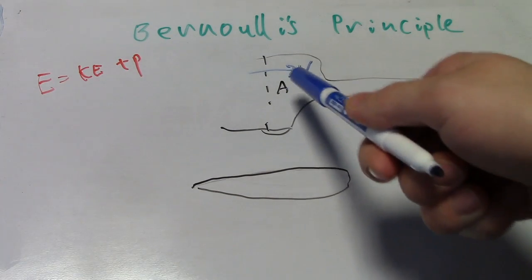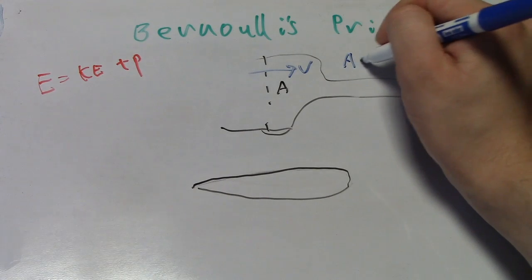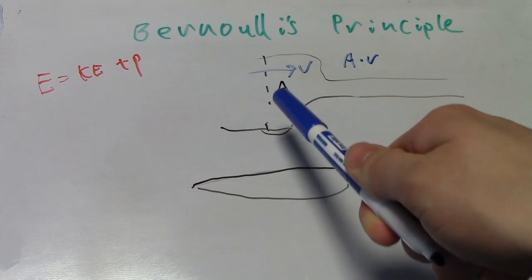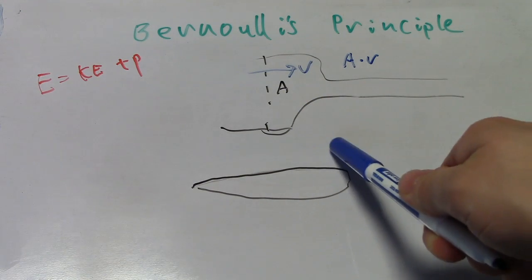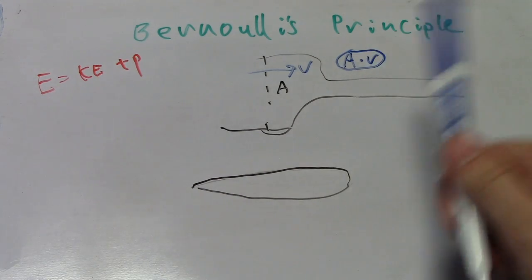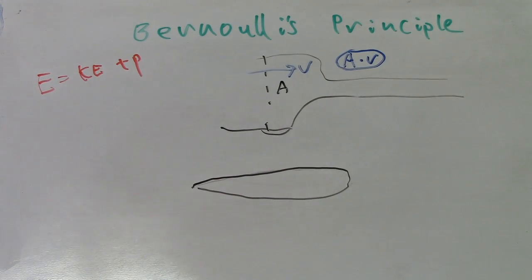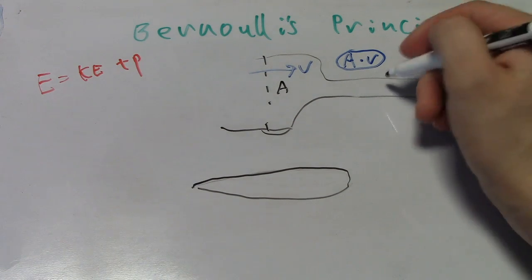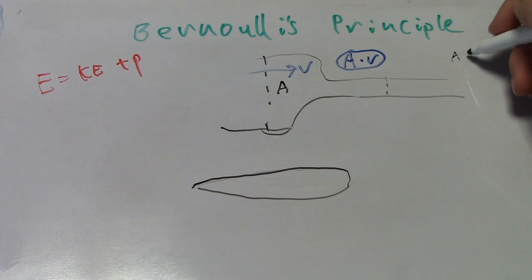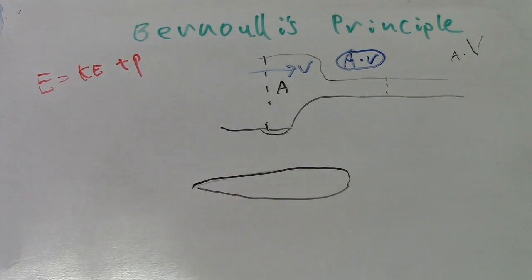Now, we can multiply A times v to figure out the volume of fluid that travels through a given point in a certain amount of time. Now, this, as the principle states, must be constant throughout the entire tube. Which means that over here, when we have a much smaller cross-sectional area, we need to have a much larger velocity. It's the same idea behind when you attach a nozzle to a hose. The water shoots out at a much higher velocity.